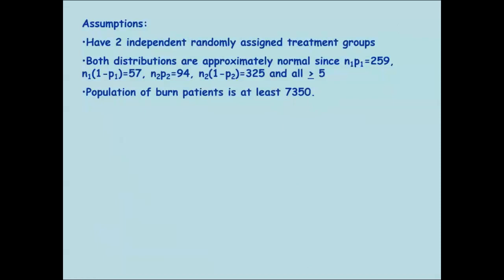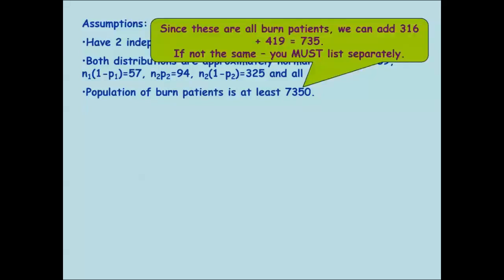There's one number we kind of need to show as to where we get this from, and that's that 7350. Remember, it's 10 times the sample size. So if I add up the two samples, the 316 and the 419, I get 735, and then multiply that by 10. So it's safe to say that the population of burn patients is at least 7,350.